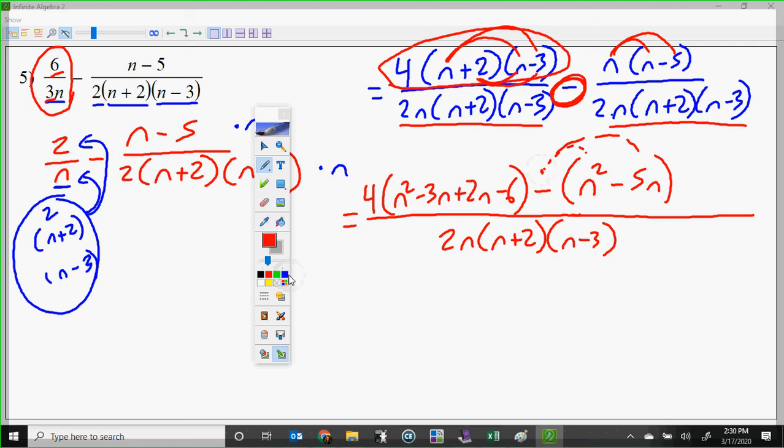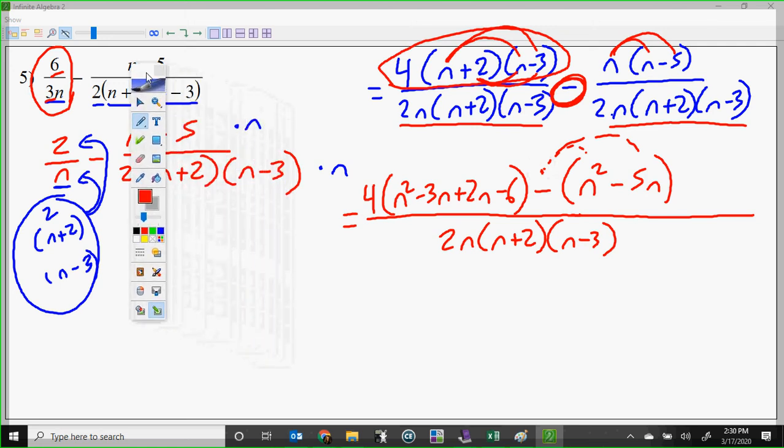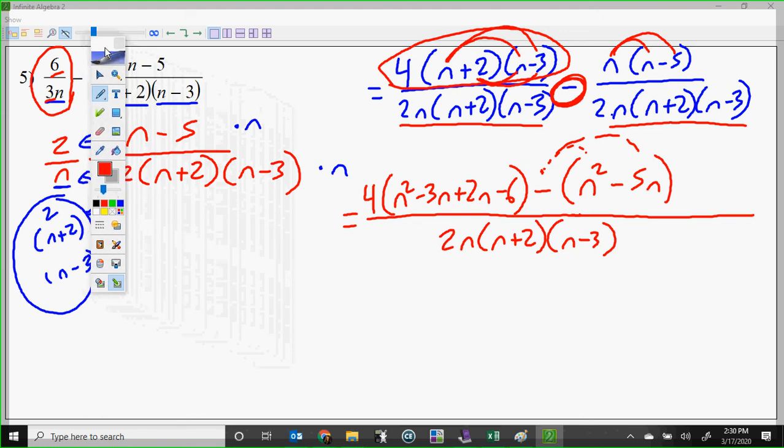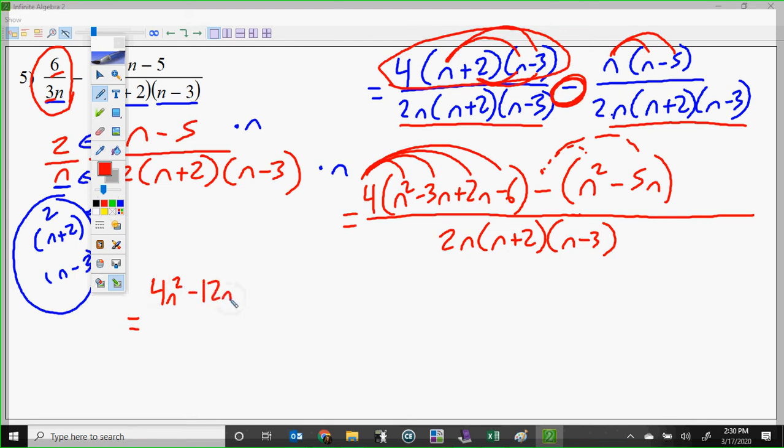Alright, so I'm going to come down here, try to give myself a little bit more space so I don't run out. I need to distribute my 4, giving me 4n squared minus 4 times 3 is 12n plus 8n, which I could have just combined those two terms earlier. 4 times 6 is negative 24 minus n squared plus 5n.